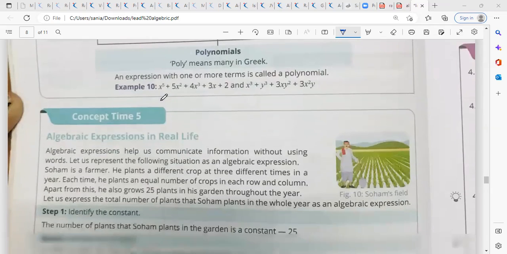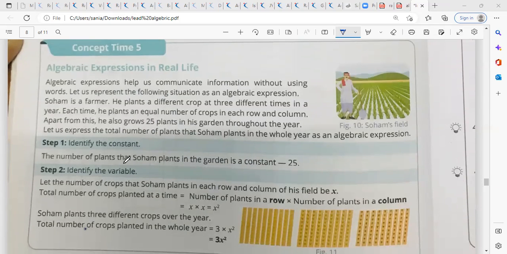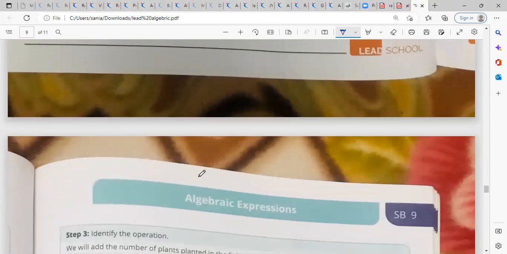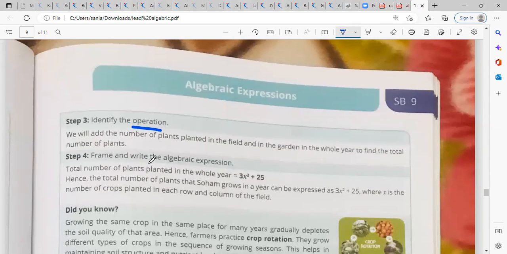Okay. Now, after this, see, algebraic expression in real life. So over here, first of all, you have to identify the constant. And after that, you have to identify the variables. And third, identify the operation, how they are operating, and then frame the algebraic expression. So you have four steps.